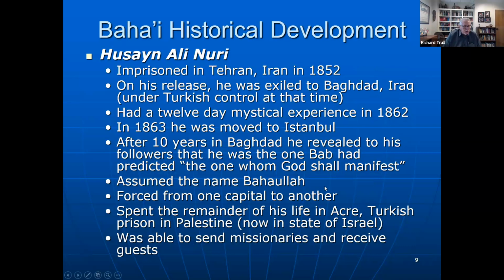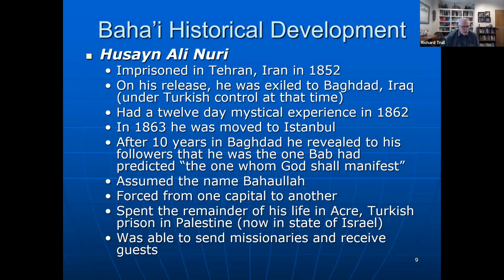So this Hassan here, just a little bit about him. He was imprisoned in Tehran, Iran, in 1852, and he was released, but he went into exile to Baghdad. He ended up in Iraq, which at that time was under Turkish control. In that time period, he had a 12-day mystical experience, and because of persecution, he kept moving from place to place. So in 1863, he was moved to Istanbul.